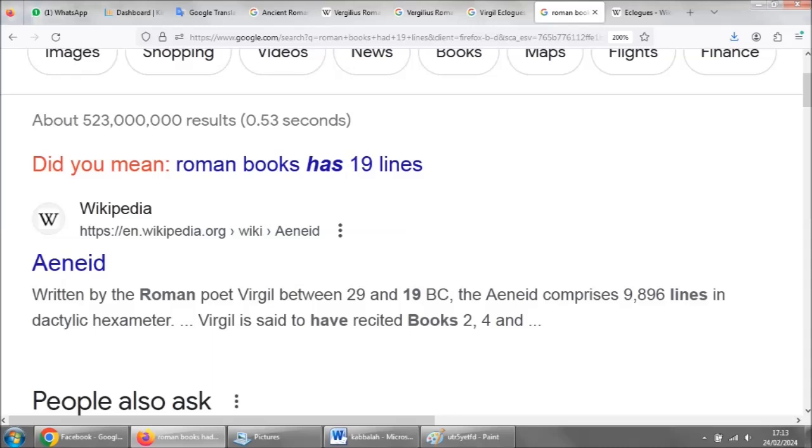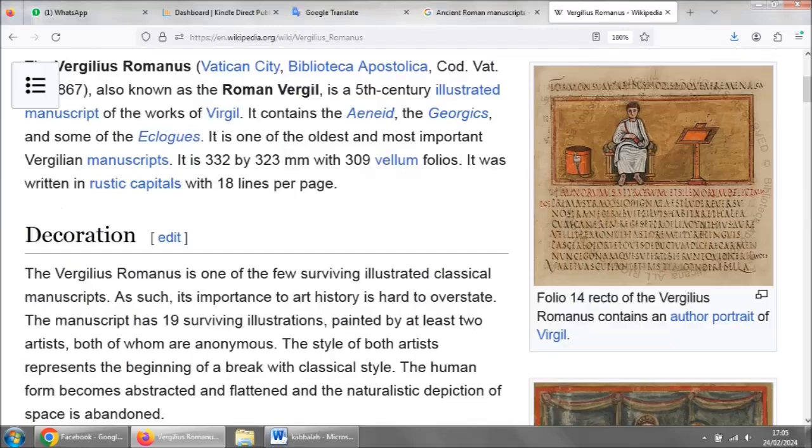Written by the Roman poet Virgil between 29 and 19 BC. Sorry, I didn't quite catch that. What year? 19 BC. Ah, okay. And they expect us to believe it. So what we've got is this Virgil and the Aeneid, and he was supposed to be a great poet. Even when we study his poetry, what we find strange is that in the manuscripts, which are basically 333 or 332 millimeters, and things like this.